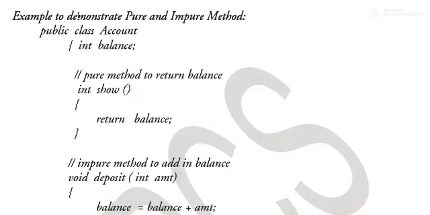Let us understand pure and impure methods with an example. In this example, in public class Account, a data member balance is declared. Int so is a pure method because in this method no change happens. It only returns the balance. It will not change the value of balance.